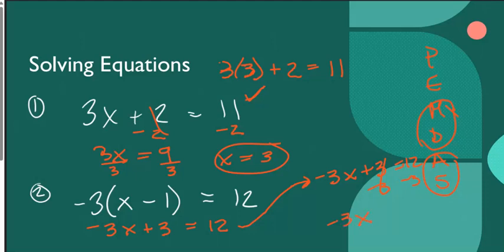That gives me negative 3x equals 9. And divide both sides by negative 3 to get negative 3. Remember, a positive divided by a negative is negative. Again, I can plug that back in and work it out to make sure that the left side equals the right side.